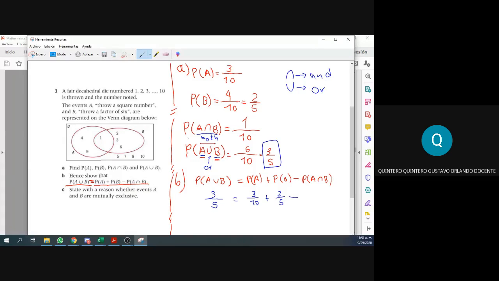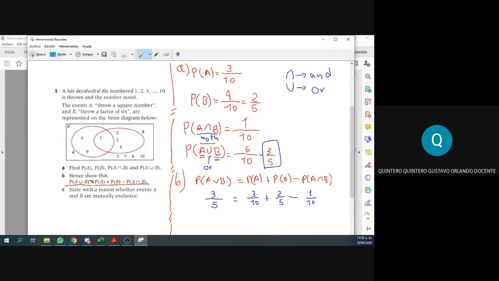Minus the probability of the intersection, which is 1 over 10. Now, if I want to show this is correct, that the thing to the left is the same as the thing to the right, all I have to do is do the operations. I just have to solve this addition and this subtraction of fractions here. Hopefully, you guys remember how to do this.